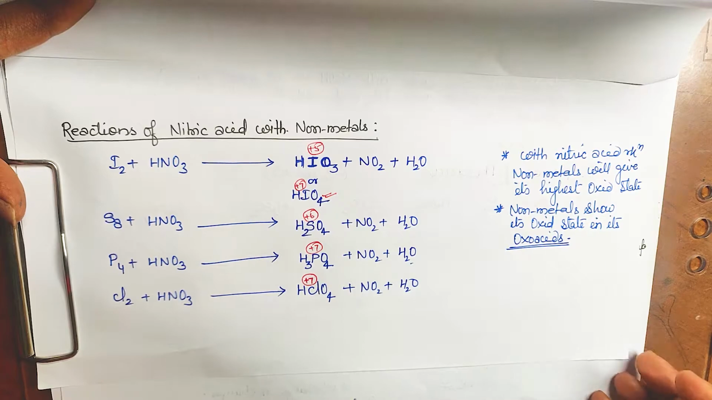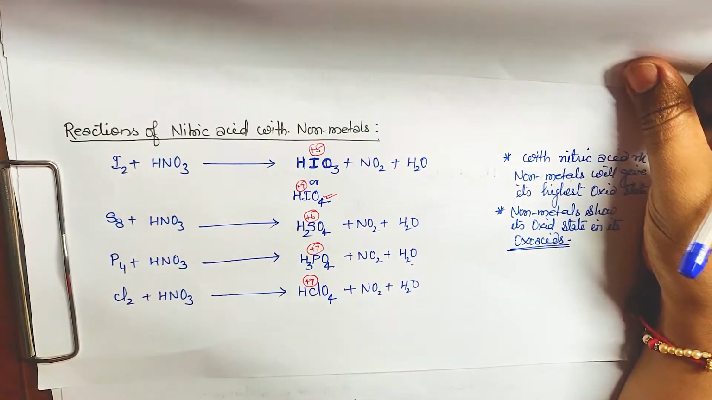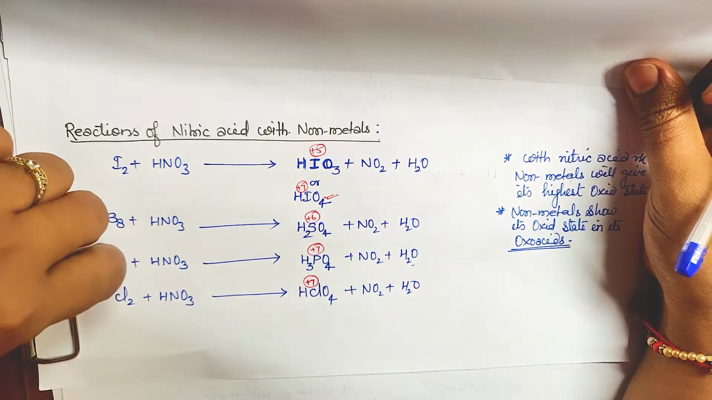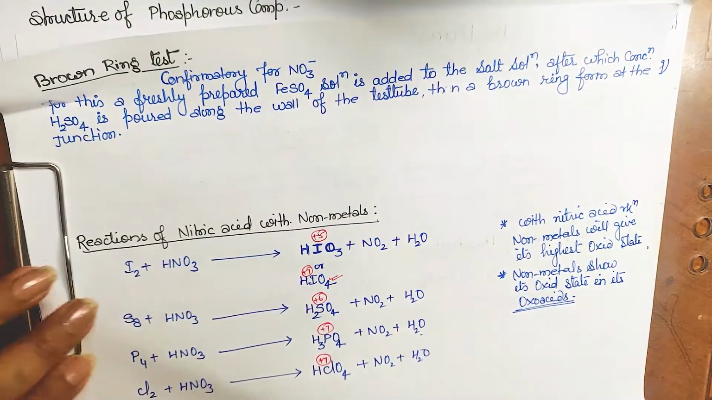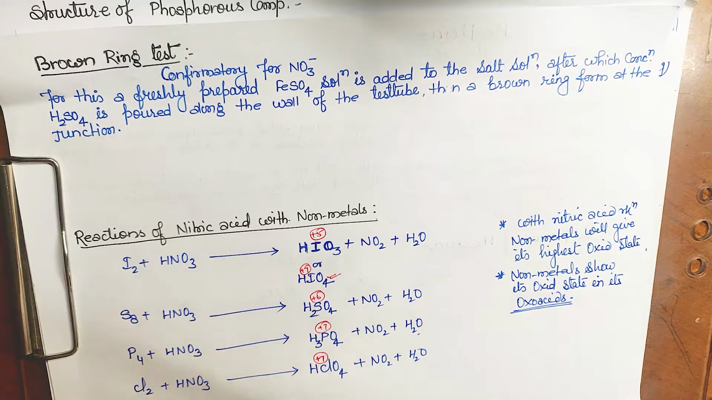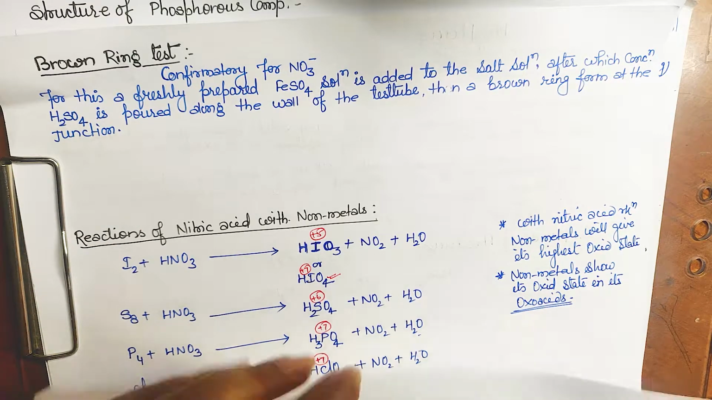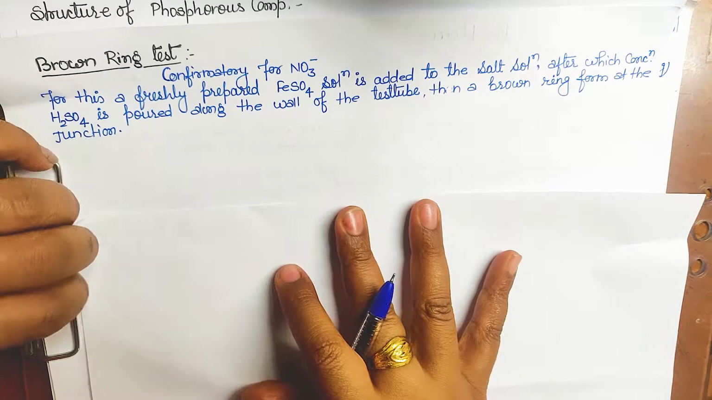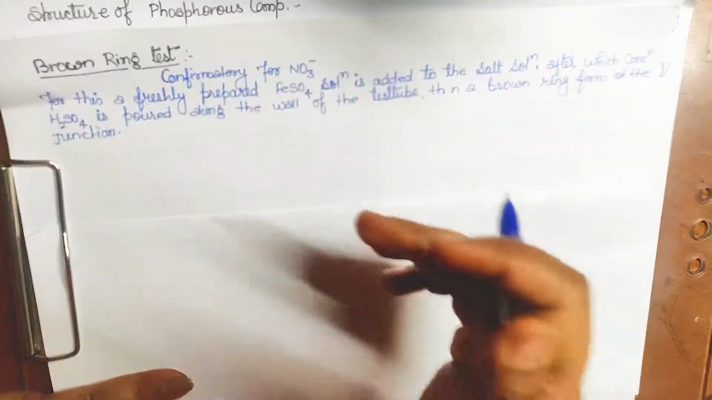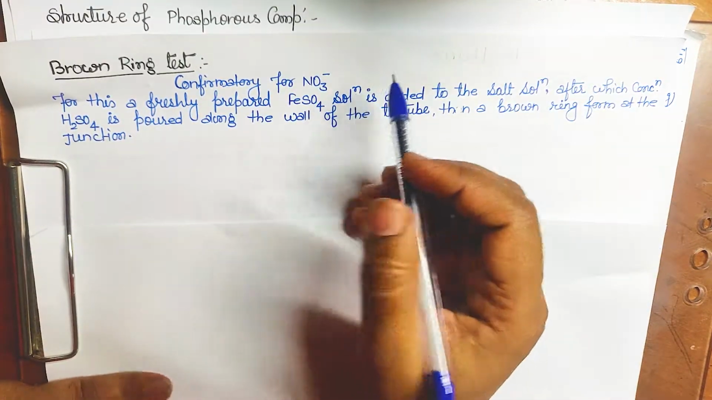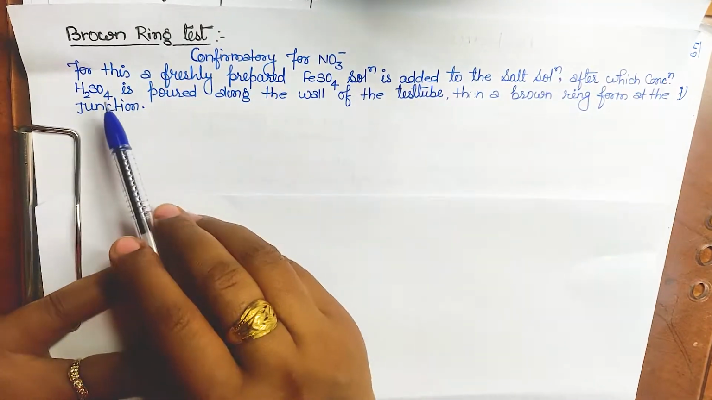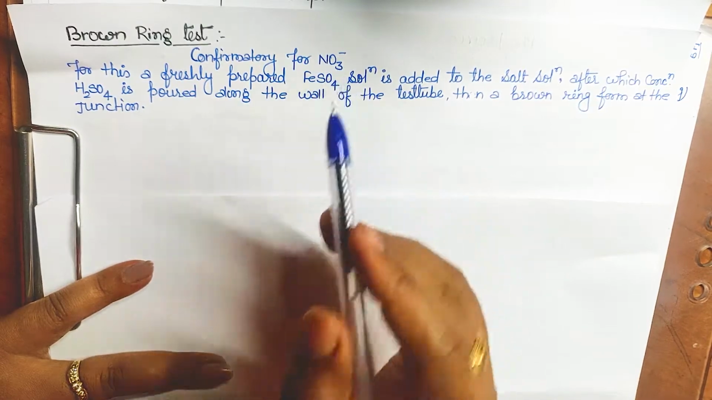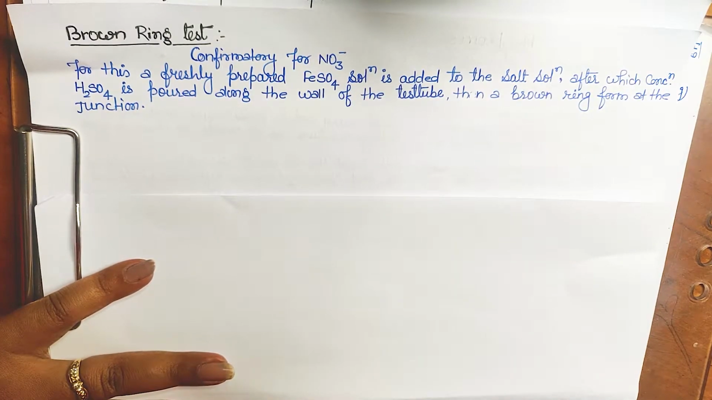Nitrate test. So let's do this equation, and with respect to practical, it is very important. So here it is, brown ring test. It says that it is the confirmatory test of NO3, first of all. Second thing, how to do it: it will give you a ring-like structure at the junction of the two liquids.